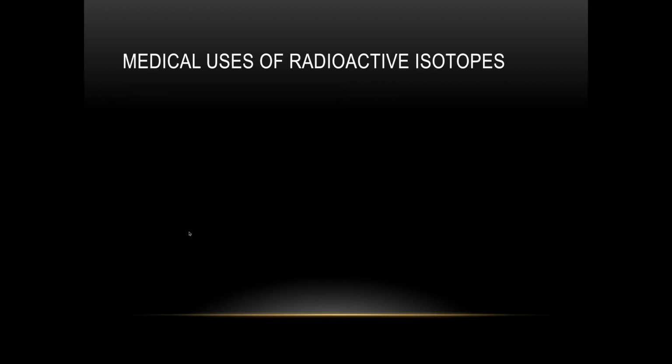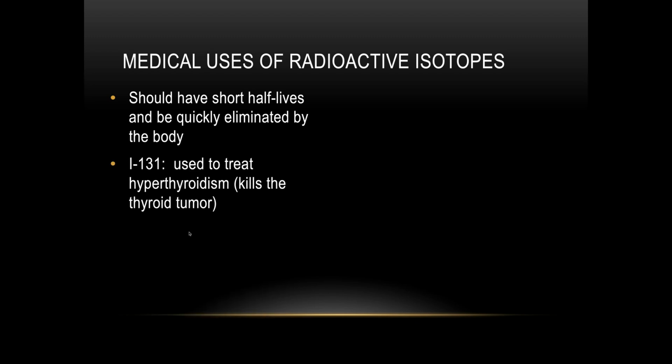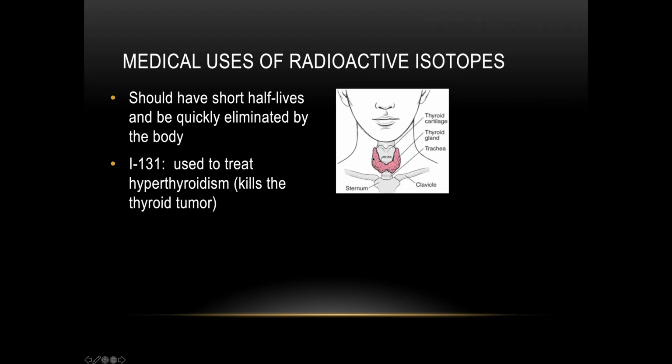There are also medical uses of radioactive isotopes, although any isotopes you use should have very short half-lives and should be easily and quickly metabolized by the body. Basically, you pee them out so that you get rid of them. As you already saw, iodine-131 is used to treat hyperthyroidism. Here's the thyroid gland, right in your neck. And the iodine-131 will kill any tumor that happens to grow on the thyroid gland.